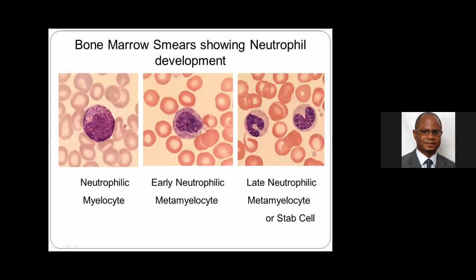Here, the smear is showing developing neutrophils: a neutrophilic myelocyte, an early neutrophilic metamyelocyte, and a late neutrophilic metamyelocyte or band cell over there.